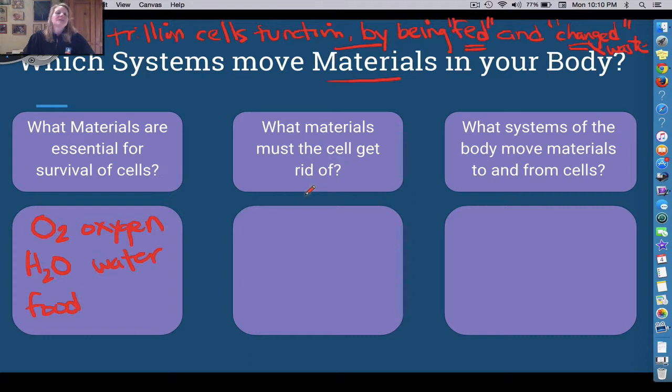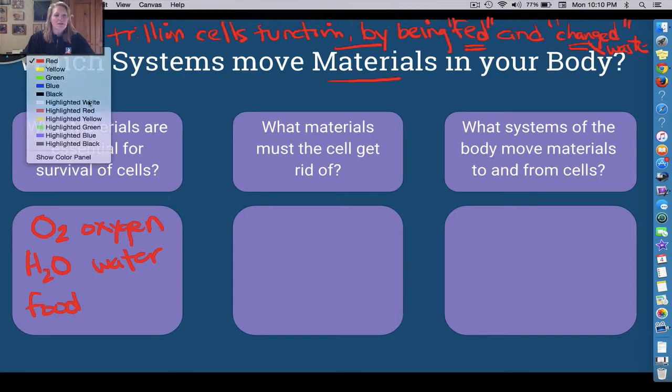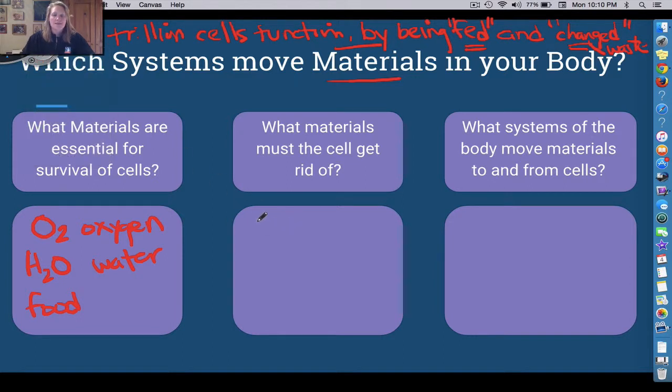What materials must the cell get rid of? If it's taking in oxygen, it has to get rid of CO2. If it's breathing in oxygen, it has to get rid of CO2. And then we'll just say it also has to get rid of other cell waste.